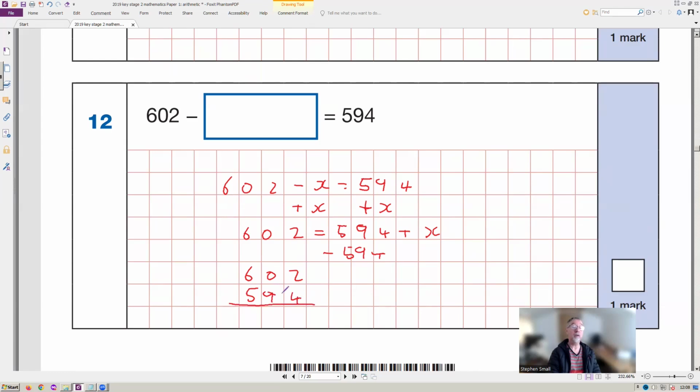4 from 2 won't go. Okay, what do we do? Oh, we take a 1 off there. Oh, we can't take it off there. So we have to take it off the 60 and call it 59. Put the 1 there. 4 from 12 is 8. All right, our answer is 8. And I think it seems obvious now. 602 take away 8 is going to be 594. But never mind.